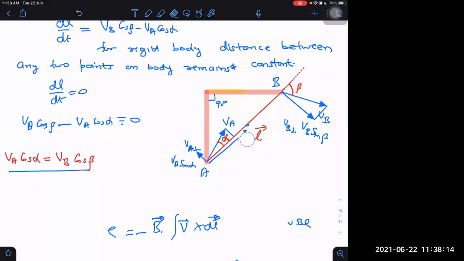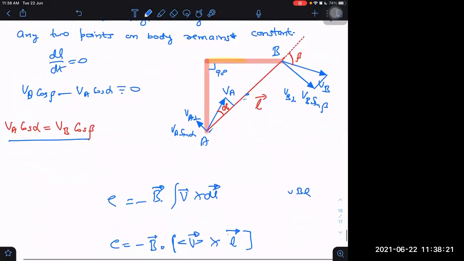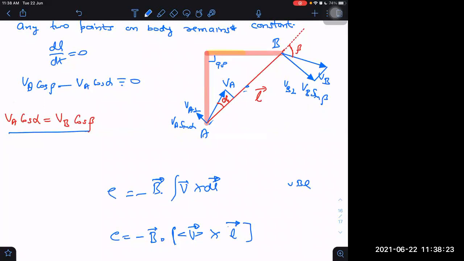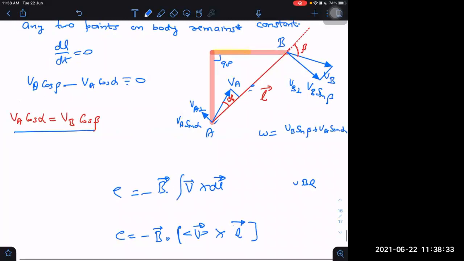How to find out the velocity at a distance x? By knowing omega, we can find it out. First, we can find out omega. Omega is equal to VB sine beta plus VA sine alpha for the present case. These are in opposite directions, so I have to take this minus this, divided by L. No, L is the distance between them. VB minus VA upon AB.